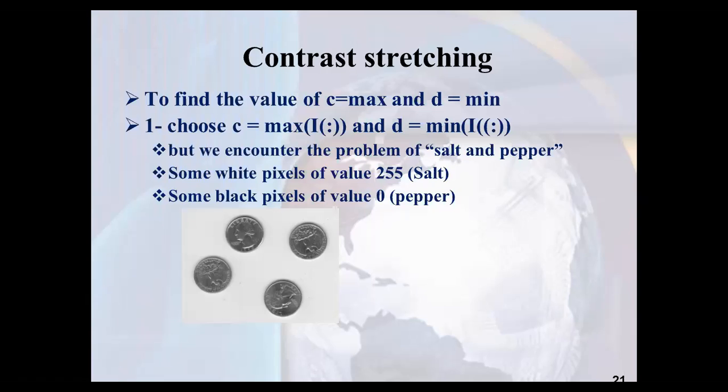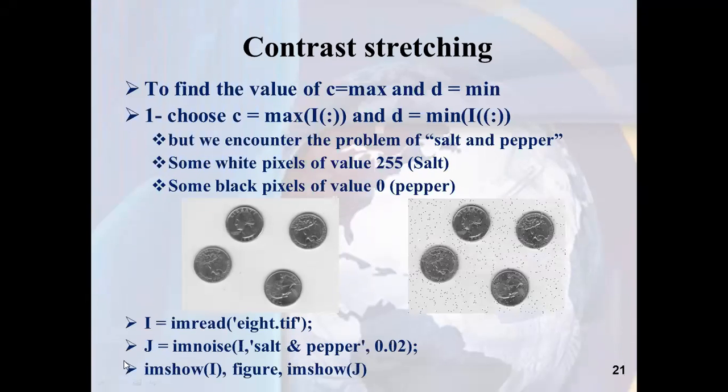Therefore, I have to select another technique in order to find the minimum and maximum in another way. So this is an algorithm. I equal imread of an 8-bit image. We add a noise called salt and pepper with a percentage of 2 percent.